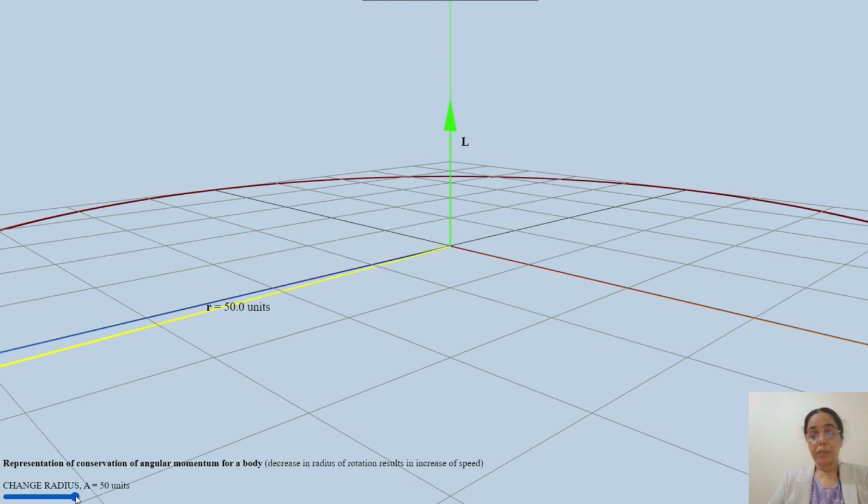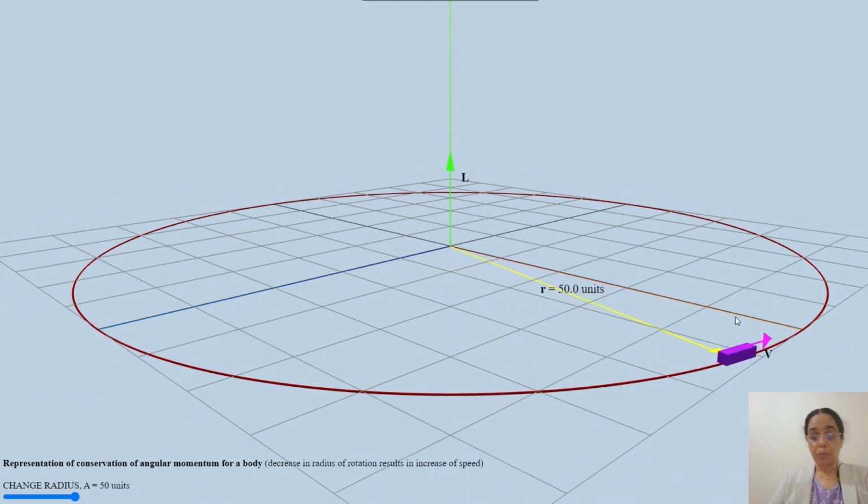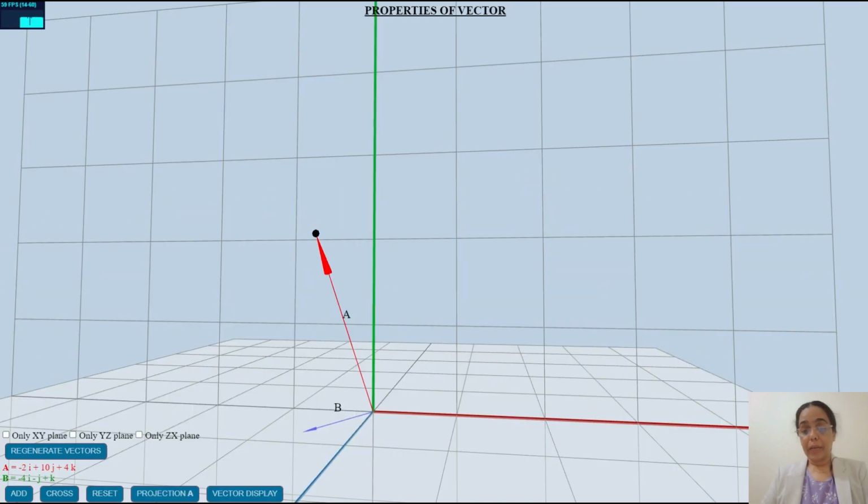Angular momentum is crucial for analyzing systems like rotating gears and spinning tops. In summary, the concept of angular momentum provides insight into the rotational behavior of objects and plays a crucial role in classical and quantum mechanics.